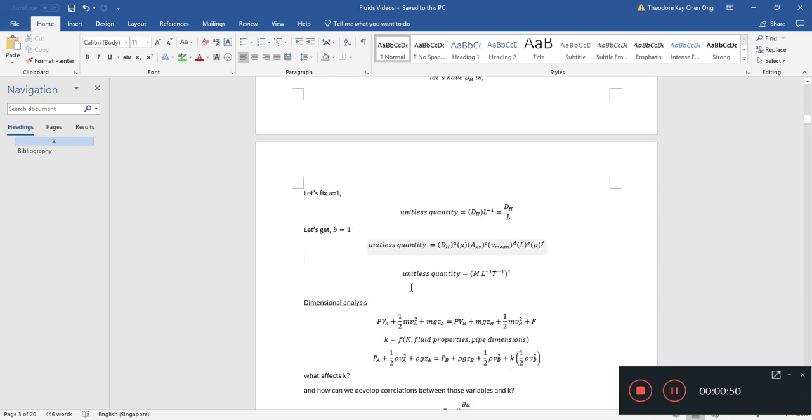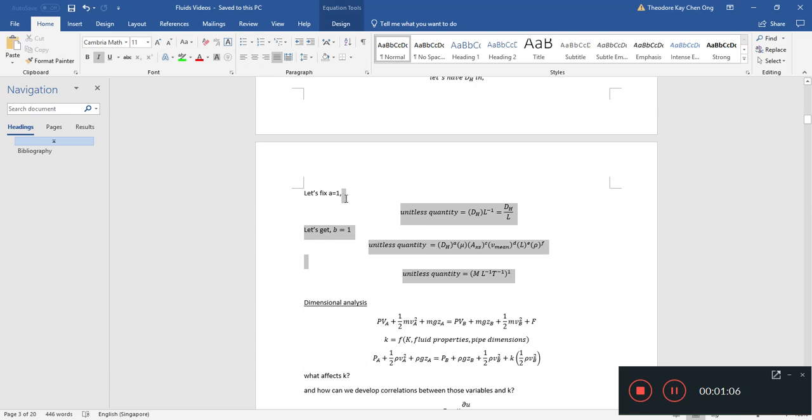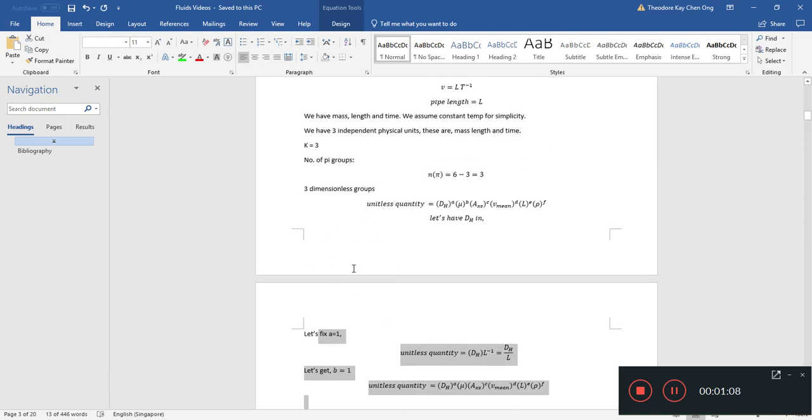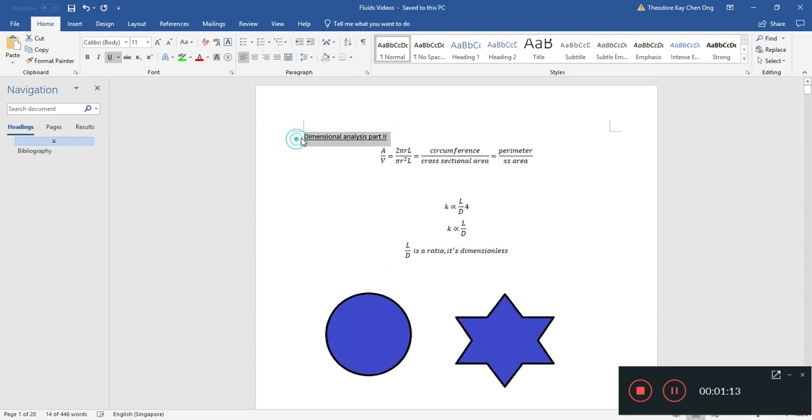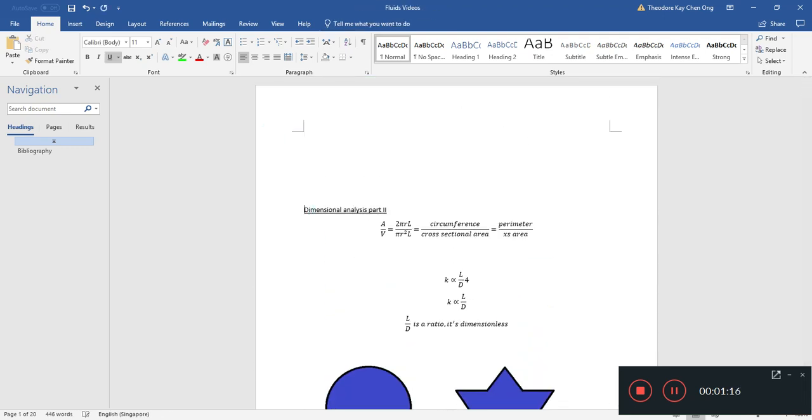Okay, so we just want unitless quantities. All right, so we want unitless quantities to have viscosity inside. And we found that the units of viscosity were mass per length per time, as per the last video. So I'm going to copy all of this over. Okay, so we're going to look at dimensional analysis part 3, which is this video.